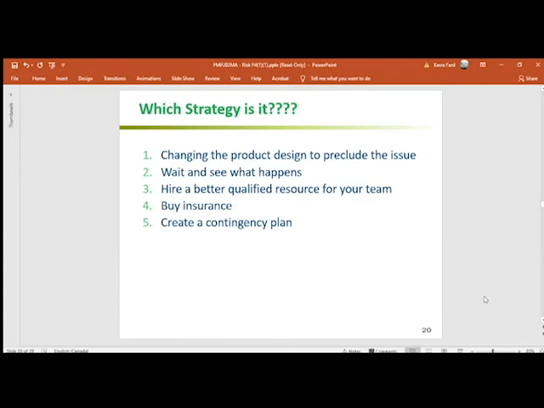Hire a better qualified resource for your team. So there are different ways of looking at this. We could look at this as a mitigation. We could look at this as avoiding if we don't have a qualified resource on the team. We could even look at it in some cases, if this person is a consultant or an outsourcer, as transferring the risk. Buy insurance, that is transference. Create a contingency plan, that is again acceptance.